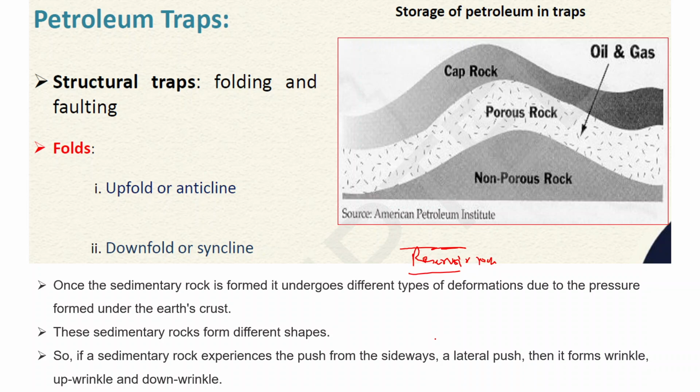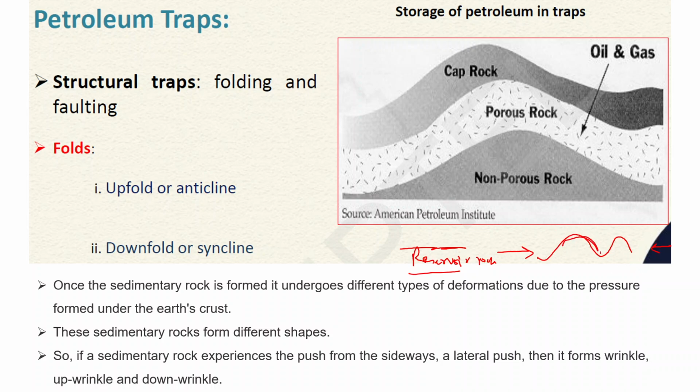So if a sedimentary rock experiences a push from the lateral side, for example, if you take a paper and you apply pressure from the lateral sides, what happens? Wrinkling happens. That kind of thing happens with the rocks also. It wrinkles up and down in this form. When pressure is applied from these lateral sides on a rock, wrinkling of the rocks takes place and they form this kind of structure.